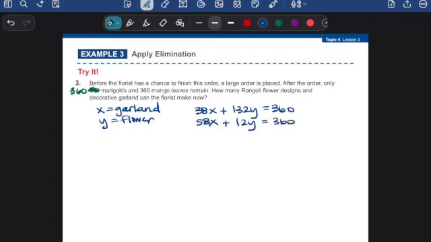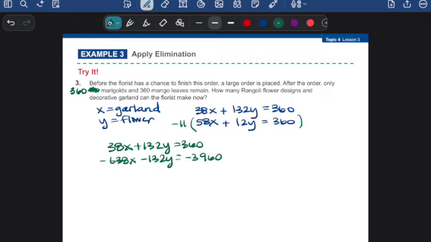And we need to eliminate one of them. So we're still going to multiply one of these, the second one, by negative 11 because the coefficients are the same. So the only thing that's different is the totals. Okay, so we have 38x plus 132y equals 360. And then we're going to get negative 638 again, x, and negative 132y. But my total now is going to be negative 3,960. So the only thing that's different is our totals.